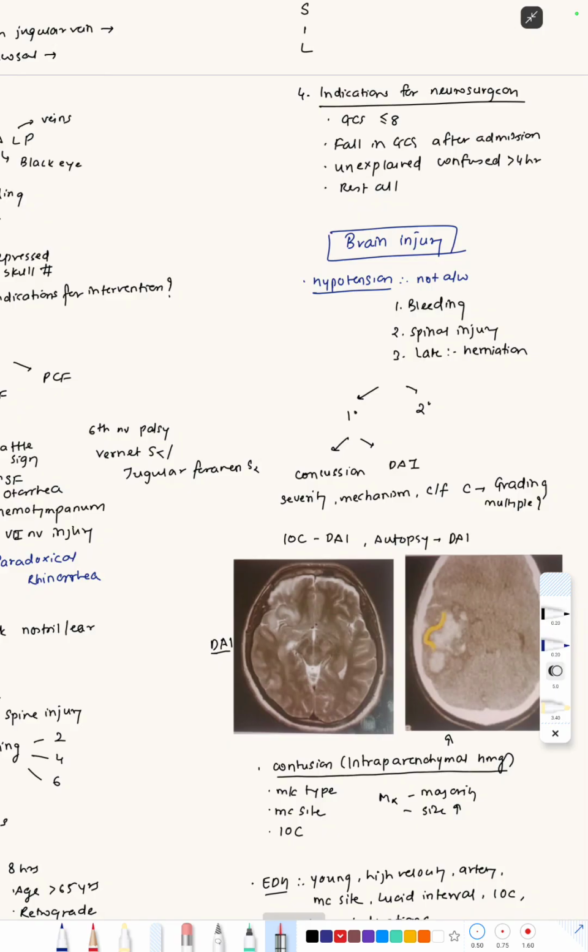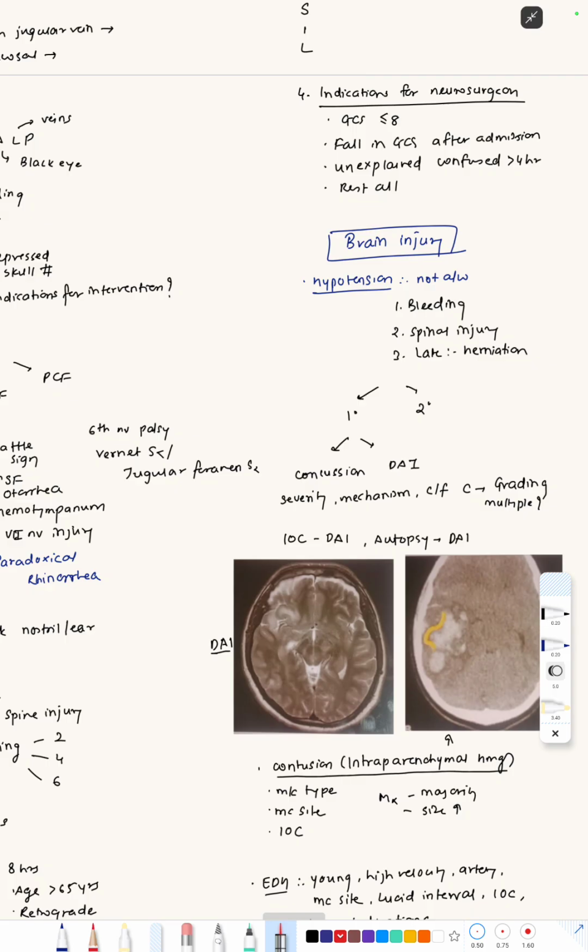Now talking about the brain injury, generally the isolated brain injury or the isolated head injury is not associated with hypotension. It is associated with hypotension if there is frank bleeding or if there is bleeding in concealed hemorrhages, for example pneumothorax, hemoperitoneum, spinal injury, or in late cases whenever there is a herniation of brain that is seen.